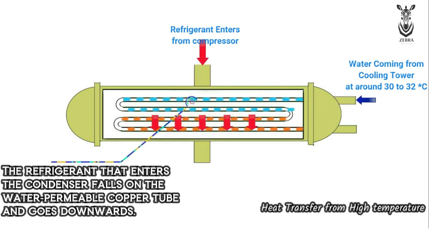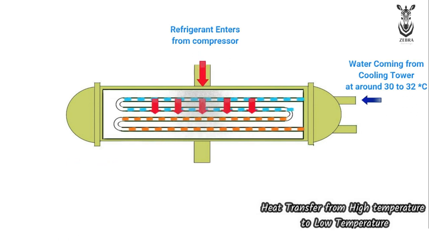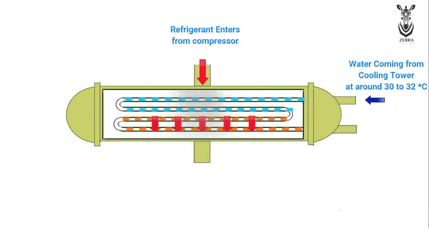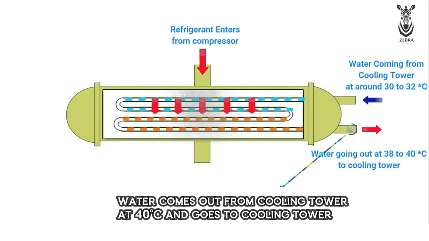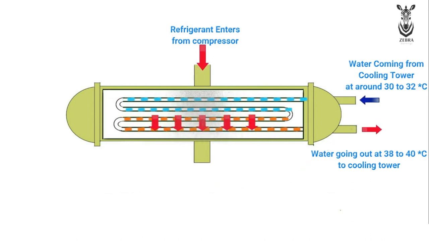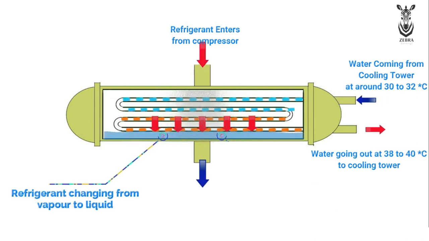As per the law of thermodynamics, heat travels from high temperature towards low temperature. So, the heat of the refrigerant, which flows around the copper coil, will transfer to the water, which flows inside the copper coils, because the refrigerant temperature is higher than the water temperature. So, the water temperature will increase. The water comes out from the condenser at 40 degrees Celsius. As the temperature of the refrigerant decreases, it changes from vapor phase to liquid phase.